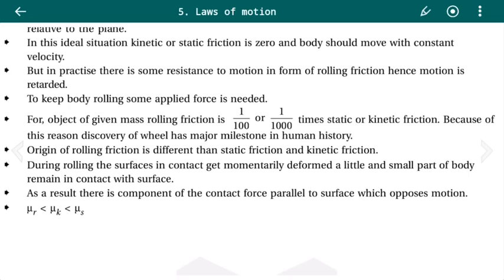During rolling, the surfaces in contact get momentarily deformed a little and a small part of the body remains in contact with the surface. We have already discussed that when a ball is rolling down an inclined plane, only one point of the ball comes in contact with the surface. As a result, there is a component of the contact force parallel to the surface which opposes the motion. That means this frictional force opposes the motion of the object.